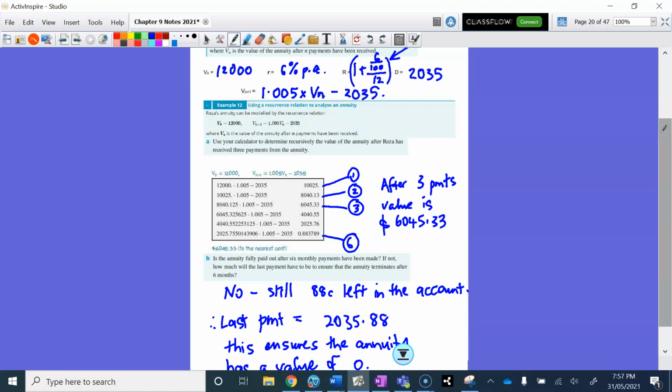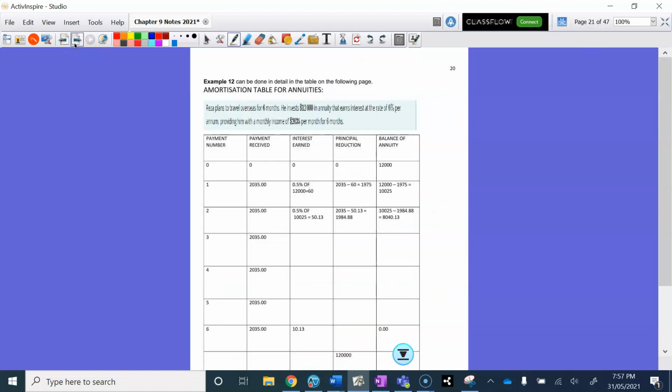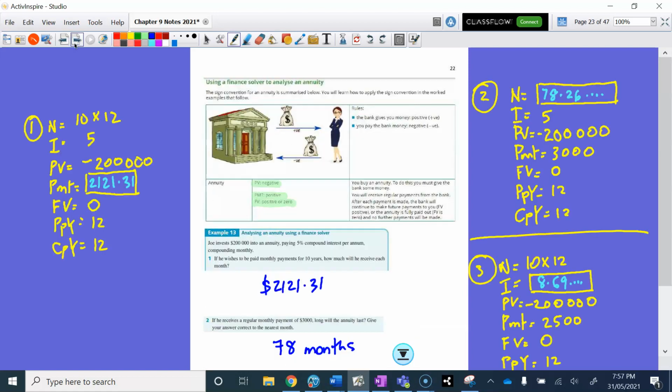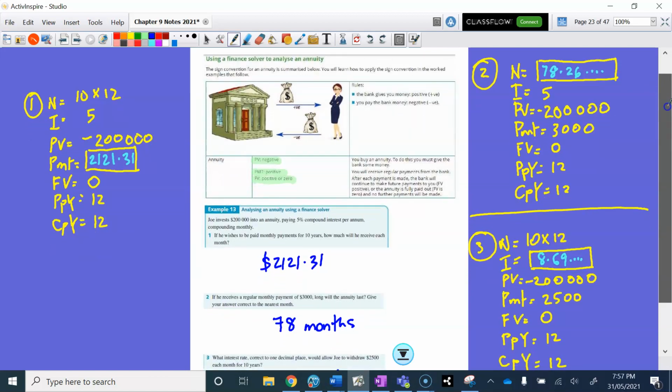Okay, if we flip over, you'll see there's a couple of pages in your booklet on amortization tables for annuities, and I'm going to come back to that in a moment in a different video. So I'm just going to keep flipping until we get to page 22, because I want to actually take you through using the solver with an annuity.